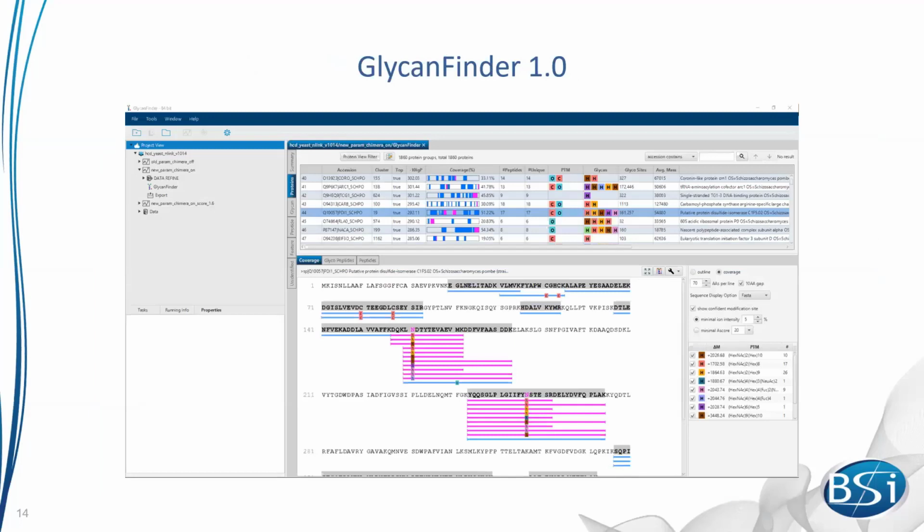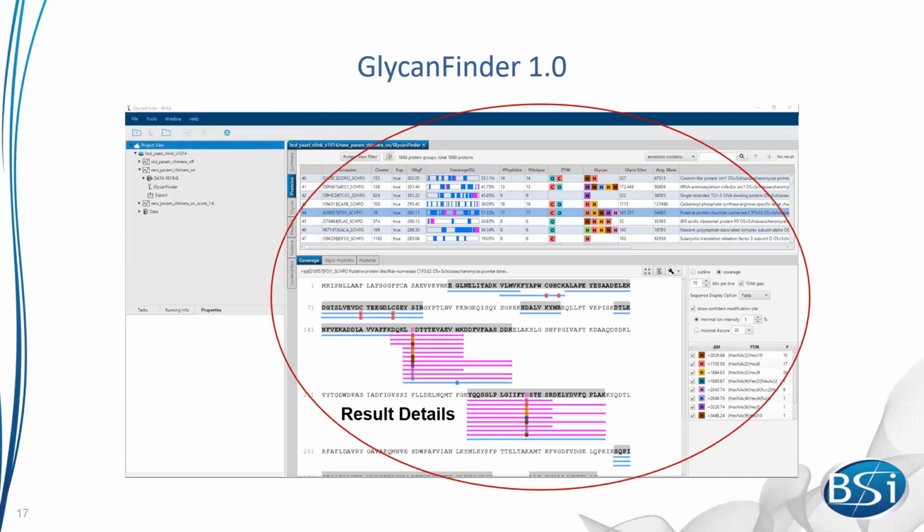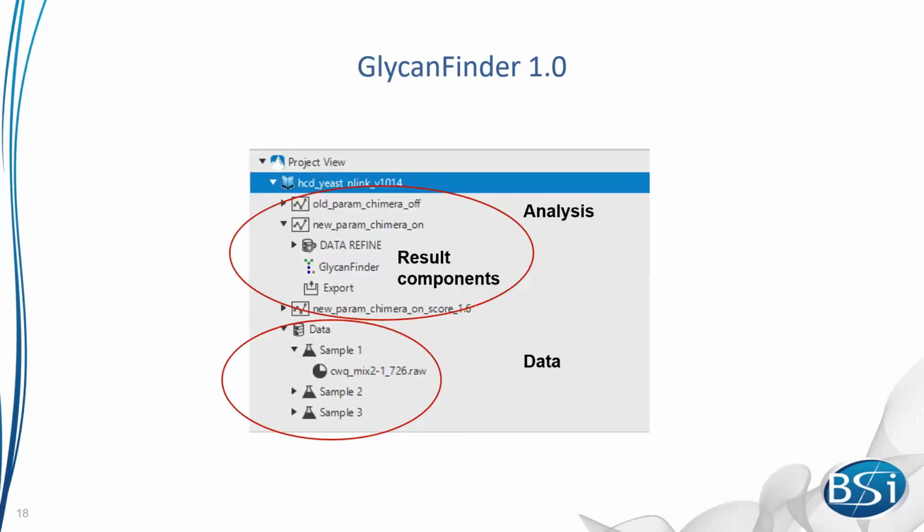So this is the main window for GlycanFinder. As you can see, it's pretty similar to Studio. We have the taskbar with the main functions on the top. We have the project tree and information panel to the left and the result details on the right-hand side. The first difference that you will notice here is the project structure. The project structure is different. It's more like it's online now.